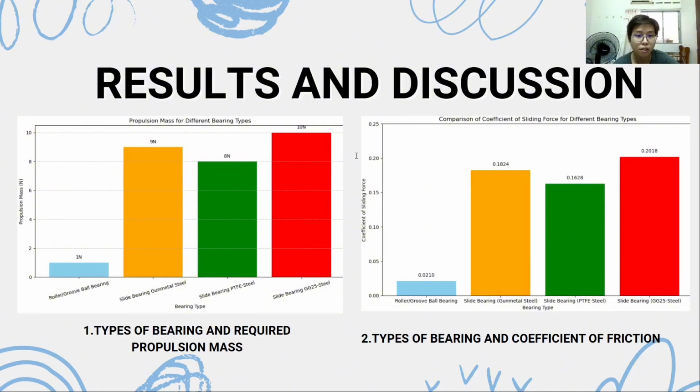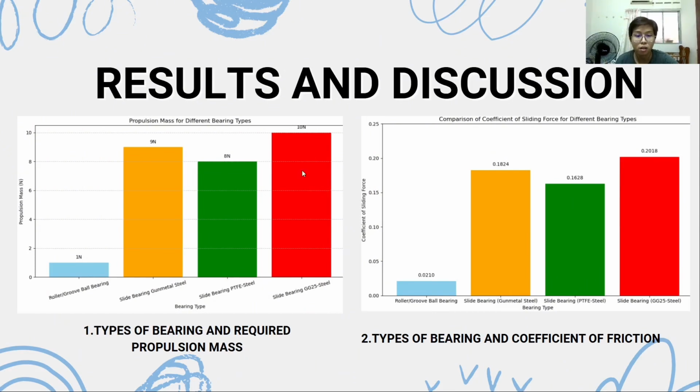The GG25 steel bearing shows the highest friction, which is 0.201, and propulsion mass of 10 Newton, which limits its use to heavy-duty applications where robustness is prioritized over efficiency, such as automotive components or heavy machinery.